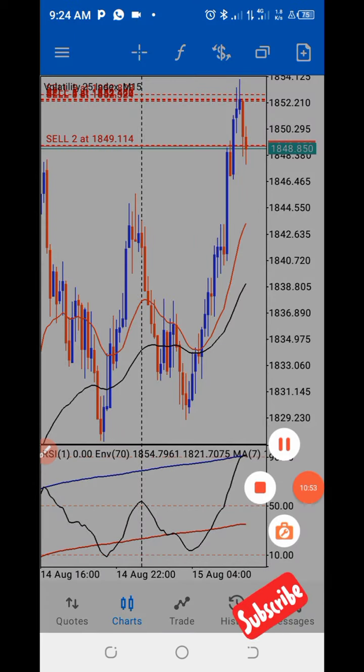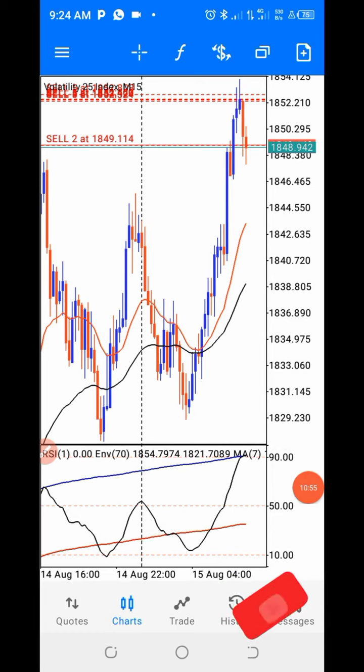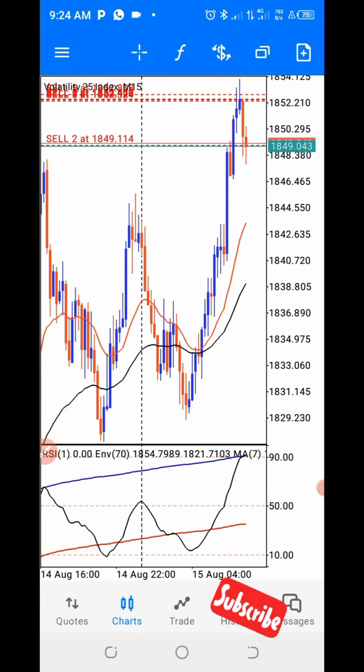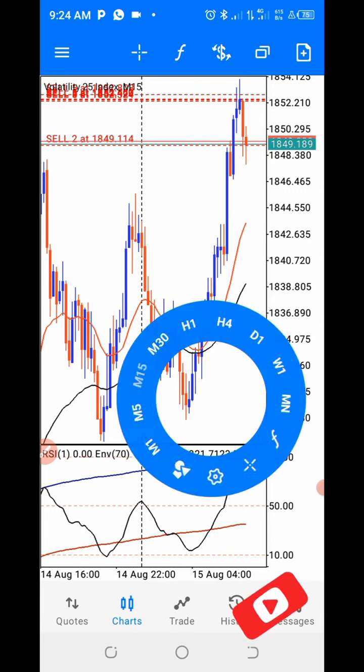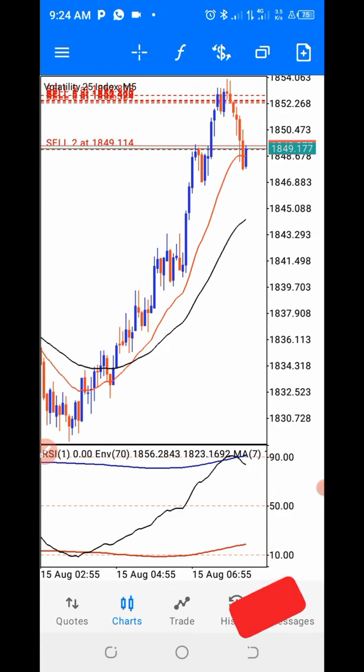So let me explain how the strategy works. For us to use the strategy, it works perfectly on the 1 minute time frame and the 5 minute time frame, since it's a scalping strategy. Remember, when we scalp, we are not staying long in the market, so that's why we always use a lower time frame, the 1 minute and the 5 minute time frame.